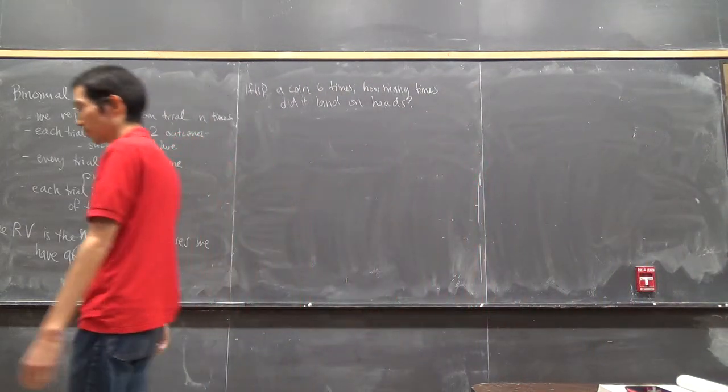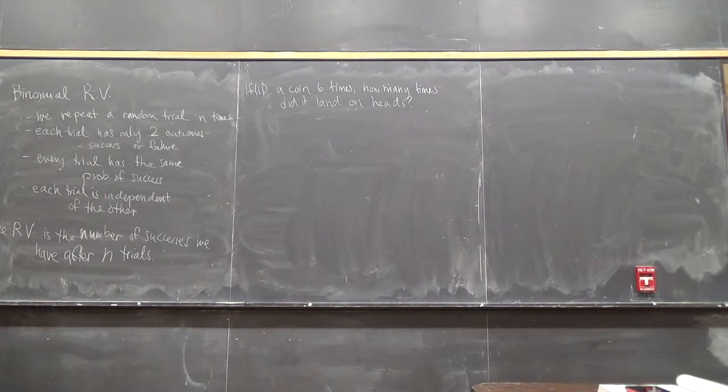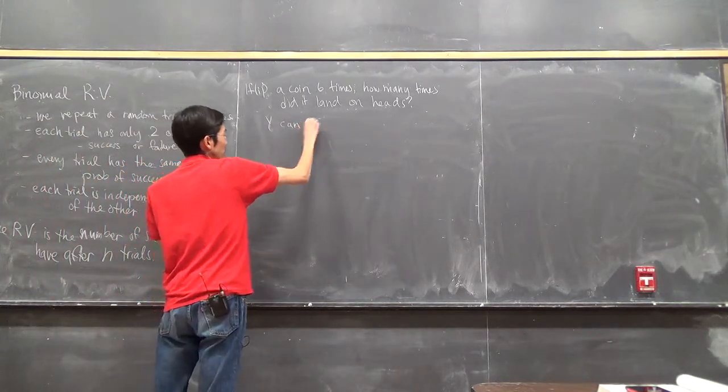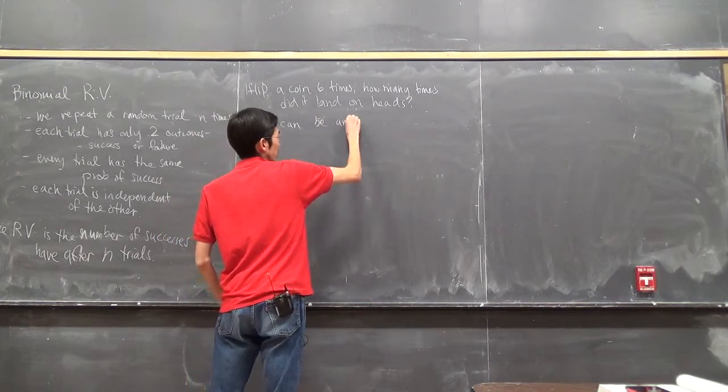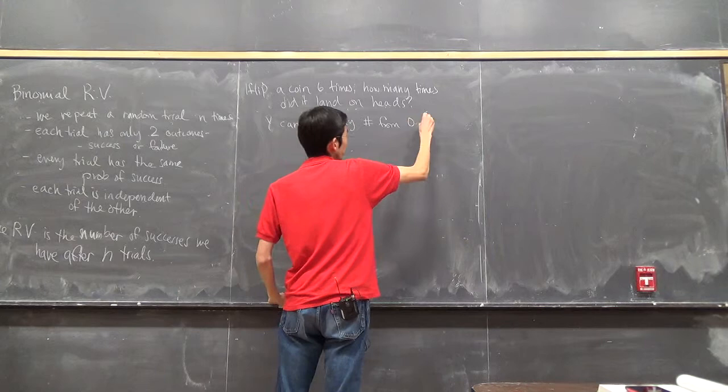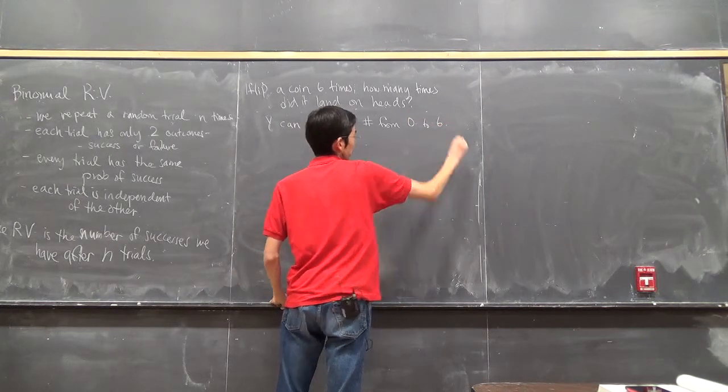Okay, so what possible answers, what are the values that this random variable can take on? Flip a coin 6 times, how many times did it land on heads? It could take on any number 0 through 6, right? So y can be any whole number from 0 to 6, okay?